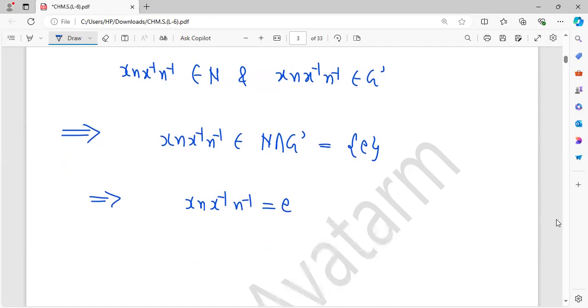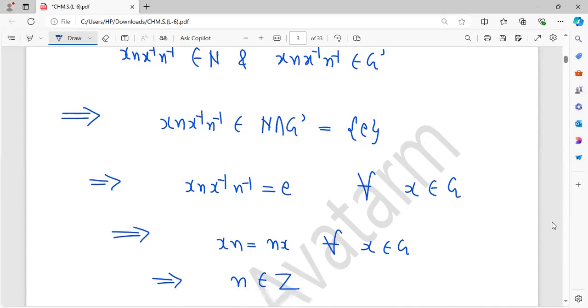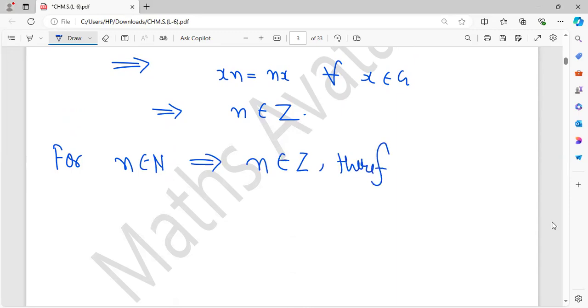So this is for all x belongs to G. So this implies xn is equal to nx for all x belongs to G. So this implies n belongs to Z, the center of G. So for n belongs to N implies n belongs to Z. Therefore, it means that N is contained in Z.